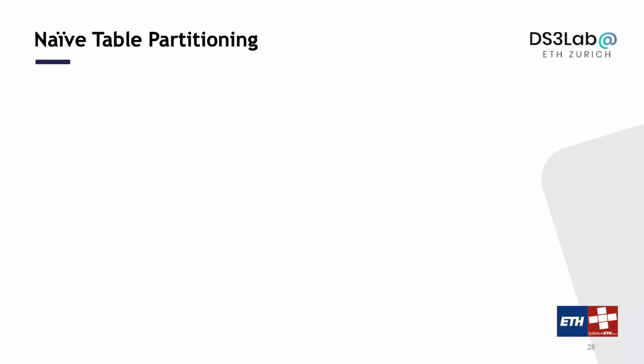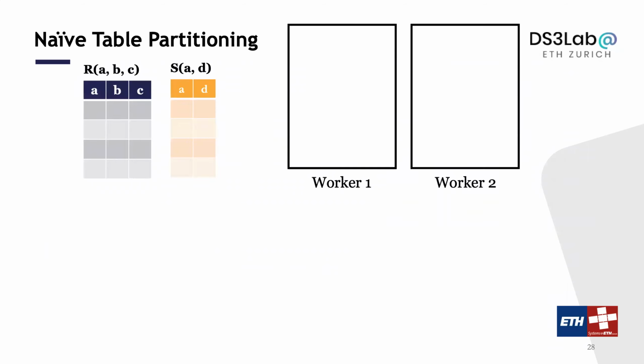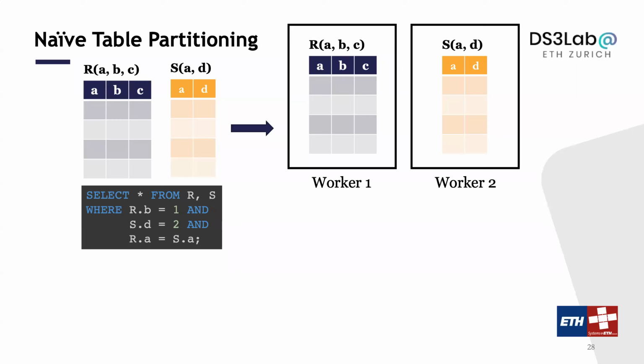So let's look at one example, right? One way to deal with this is, okay, I have, for example, two relations, R and S. When I partition them, I put one on each machine. I put R on worker one, I put S on worker two. I put one table per machine. And then assuming the user wants to say, here's a query: I want to join R and S. I want to do some sub-selection on R, sub-selection on S. I join R and S by a natural join on attribute A.